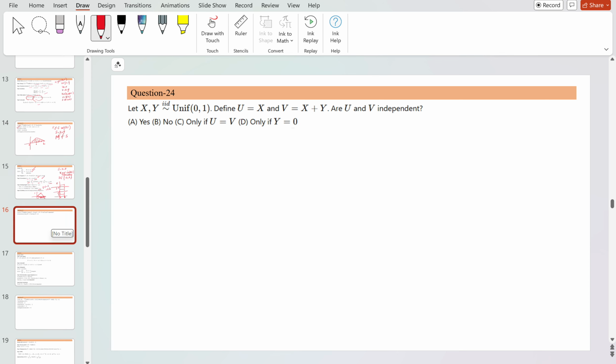Try to solve this problem. In this problem, it is asking: if U is equal to X, and X and Y are uniformly distributed, and V is equal to X plus Y, whether U and V are independent or dependent. Yes, no, or is there a possibility that when you equate both, that is U is equal to X, then only U and Y will be independent. Okay, try to solve this.